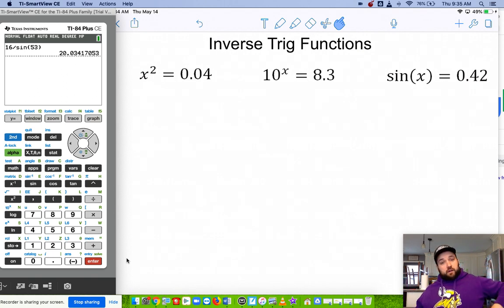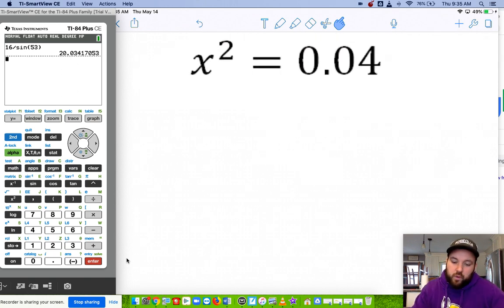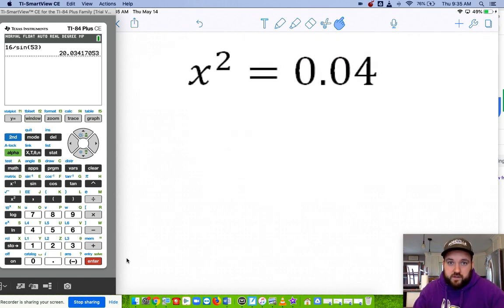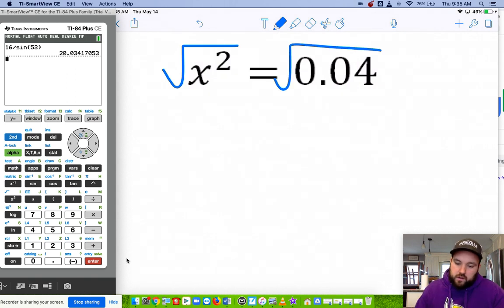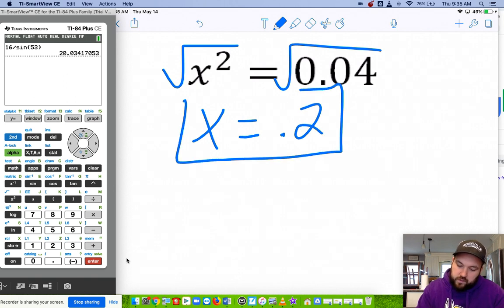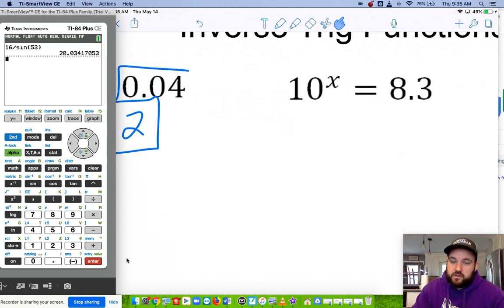To find angles, we're going to do something that's brand new, but also very similar to things you've seen before. You already know how to solve an equation like this. If you have x squared equals 0.04, to get rid of the squared, I'm going to do the opposite of squaring, which is square rooting. And then that gives me x equals 0.2. So the opposite of squaring is to square root, and then they cancel each other out.